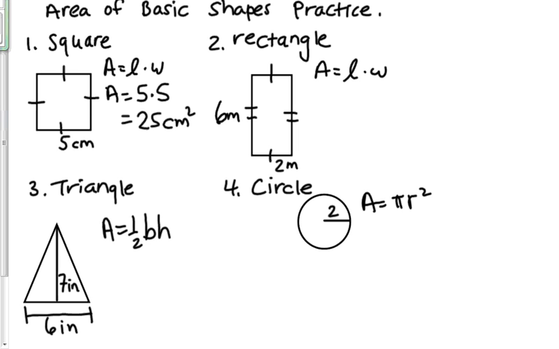Okay, for the next one, number 2, the rectangle. The area of a rectangle is also length times width. And in this case, it doesn't matter which side you're calling the length or which side you're calling the width. Just pick one. So I'm going to say that my length is 2 meters, and I'm going to say my width is 6 meters. So the area is going to equal 2 times 6, which equals 12.